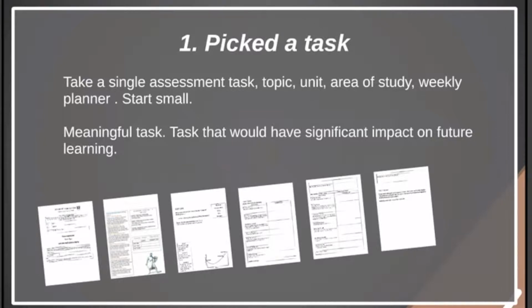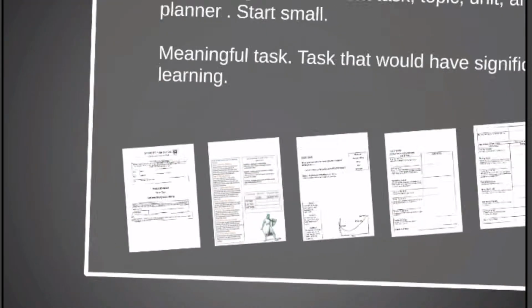The other thing we often look for is a task that's meaningful. So it's a task you keep coming back to. That would be a really interesting one to have a look at and redesign. The good news is what we find is once we go through this with one task, teachers often take the skills and build on them.